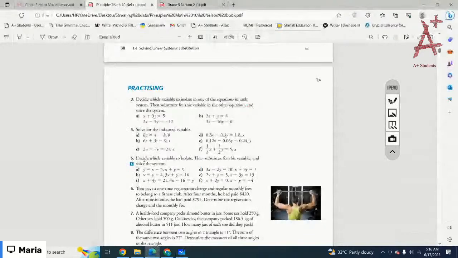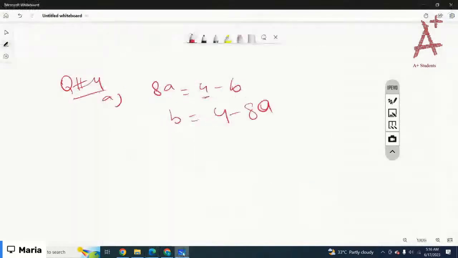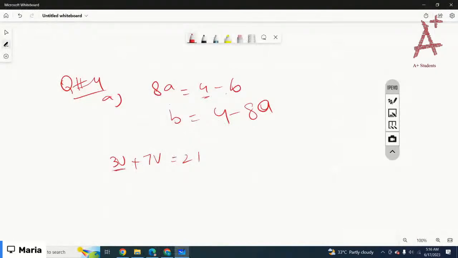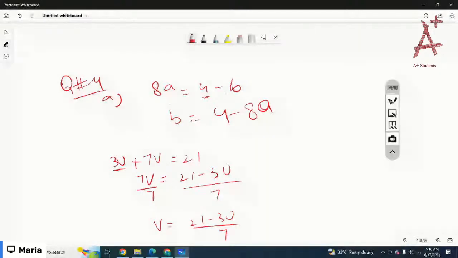Let's do C. 3U plus 7V equals 21, and you have to solve this equation for V. Move 3U to the other side, so 7V equals 21 minus 3U. Then you have to find the value of just V, so divide both sides by 7. V equals (21 minus 3U) divided by 7. Basically, what you learn from this question is isolation of the variable. How do we isolate the variable?